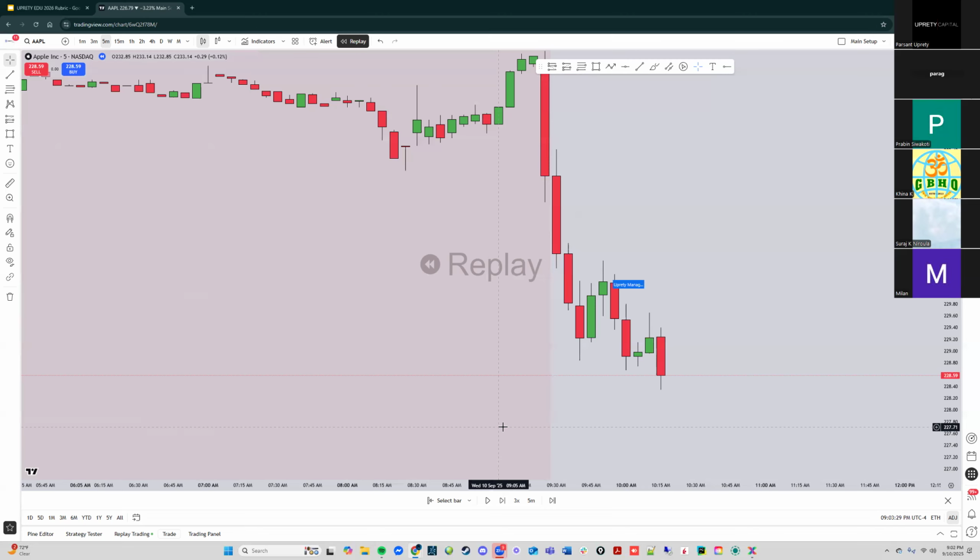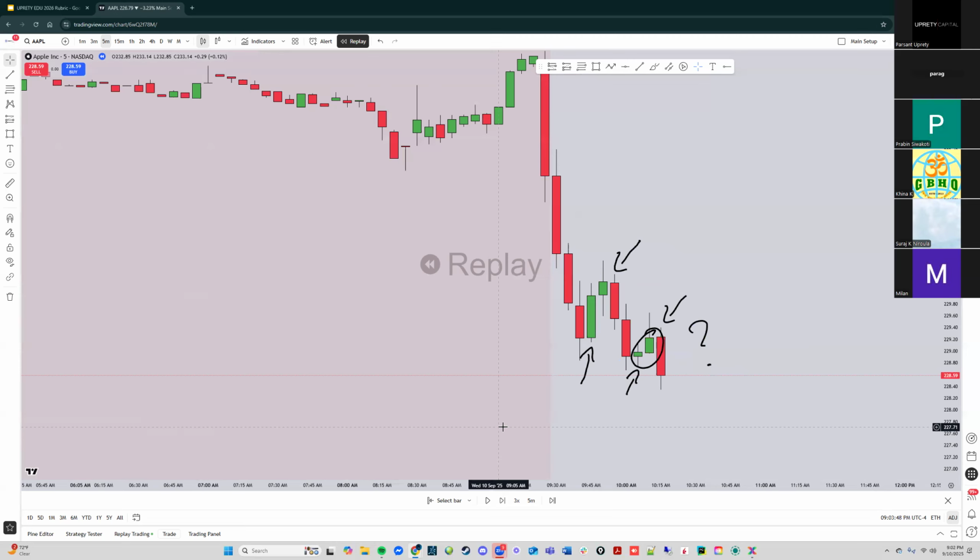Praveen, let's look back at this structure right here. Once again, I don't want to go too much into structure today, but big green candle, small green candle, small green candle, small green candle. Where are these buyers? If they're going to push the price up, where are these buyers at, just by looking at the candlesticks?